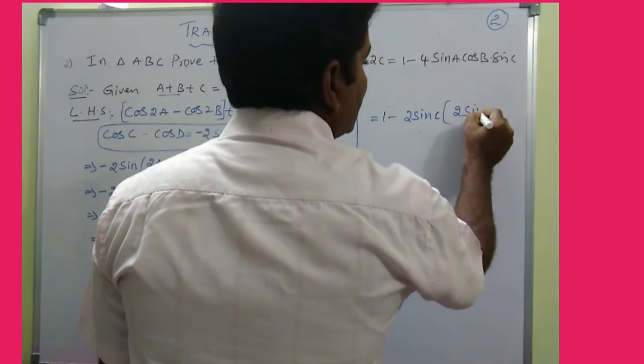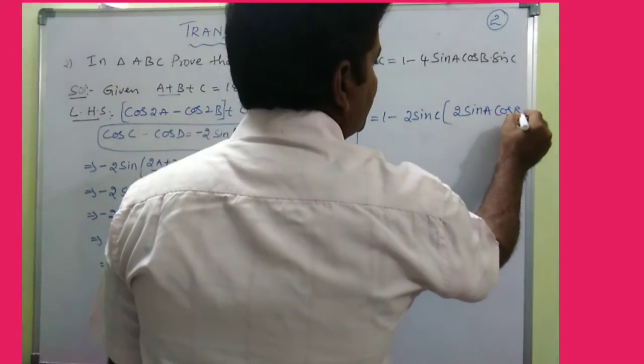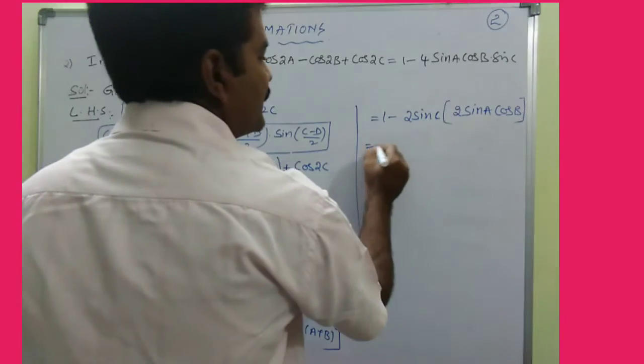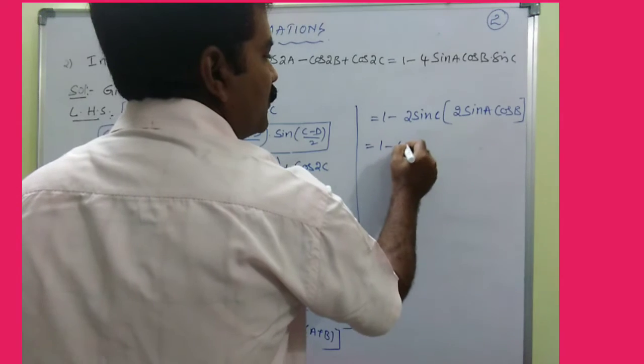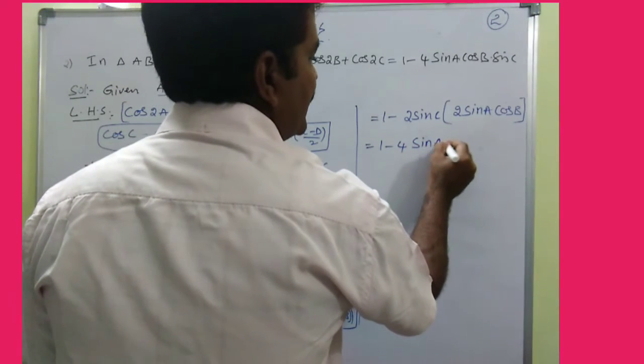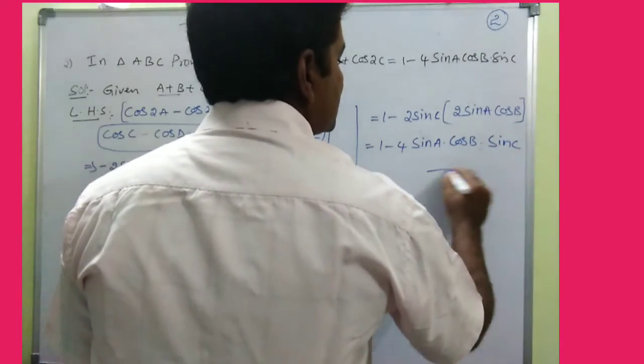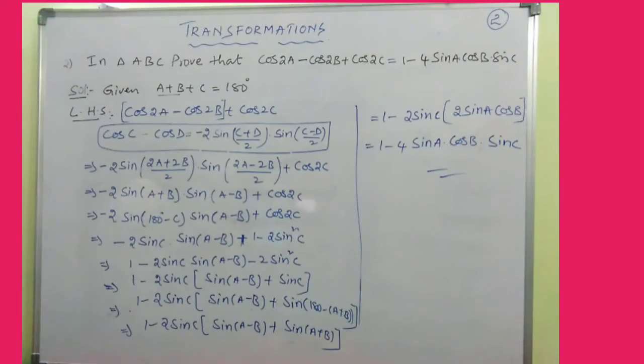2 sine A into cos B. Formulas, the chapter is purely based on formulas. Now if you multiply, we get 1 minus 2 into 2, 4, and in order, first A, sin A, followed by B is cos B, and then which is sin C. Isn't it? So very simple, just based on the formulas.